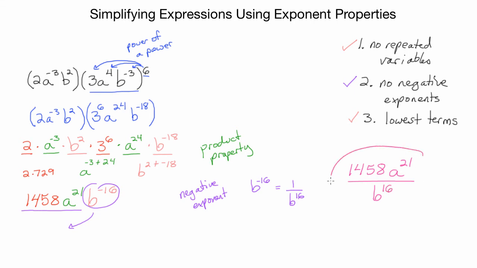And there we go. We have just simplified this expression into that. That is the equivalent expression, but it's simplified. There's no repeated variables. There's no negative exponents. It's in lowest terms. I'm feeling pretty good about all that. Hopefully this is a helpful example for you to see using multiple properties of exponents all used together to simplify and get to a much nicer expression.